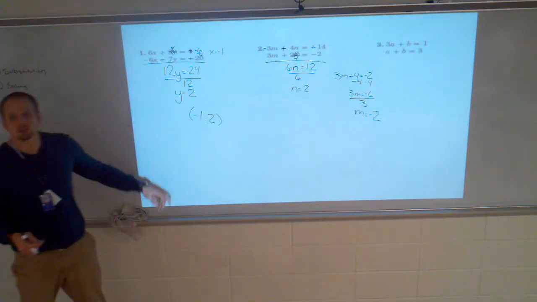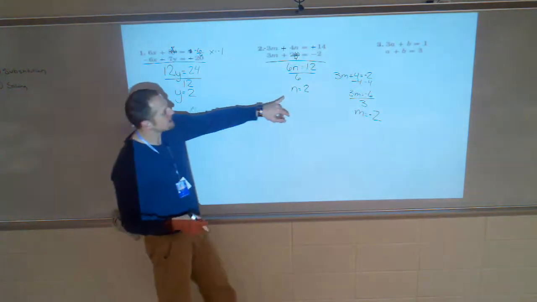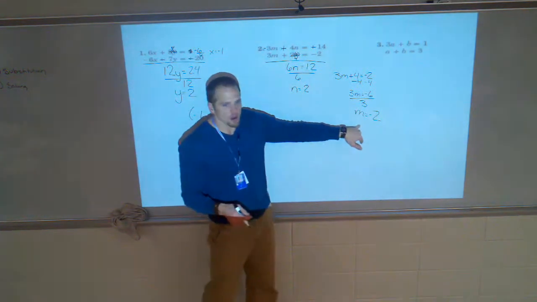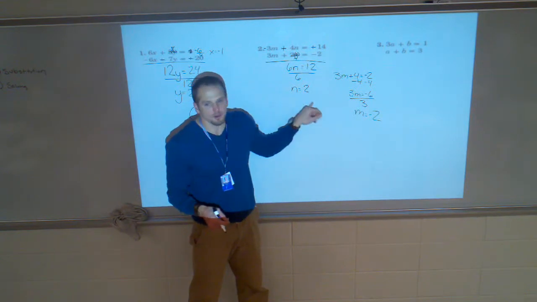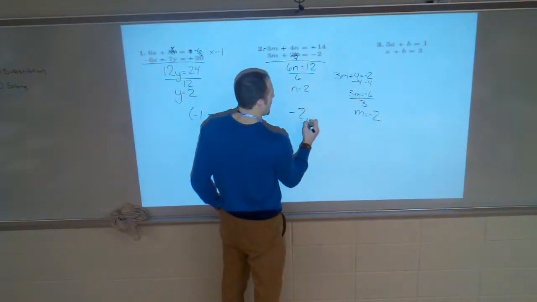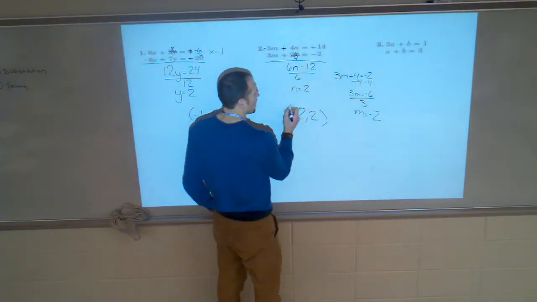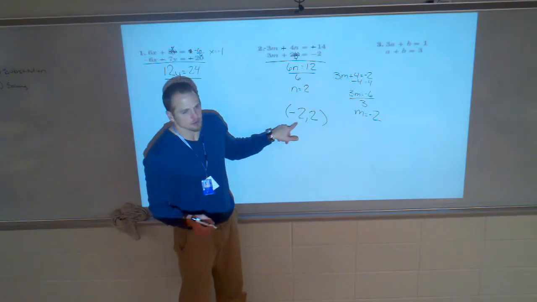Now, just so you know how to put this in as an ordered pair. In the alphabet, m comes before n. So m comes before n in our ordered pair as well. Whatever letter comes first in the alphabet comes first in your ordered pair.